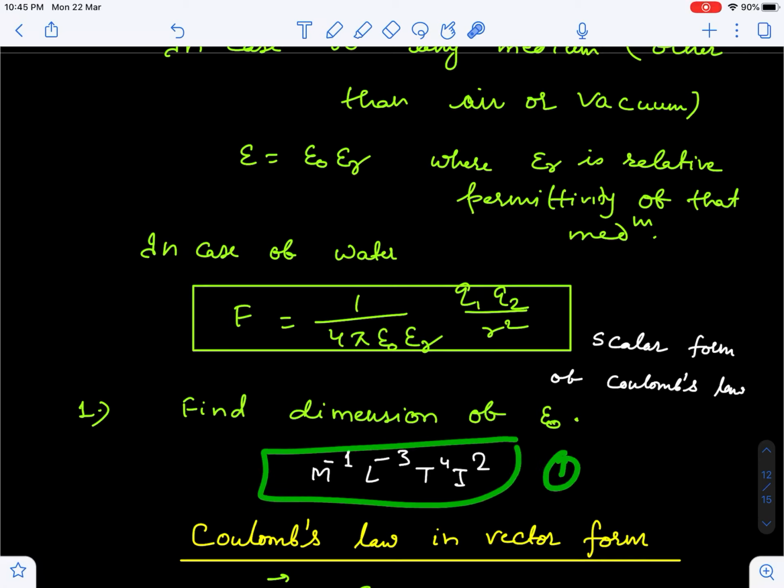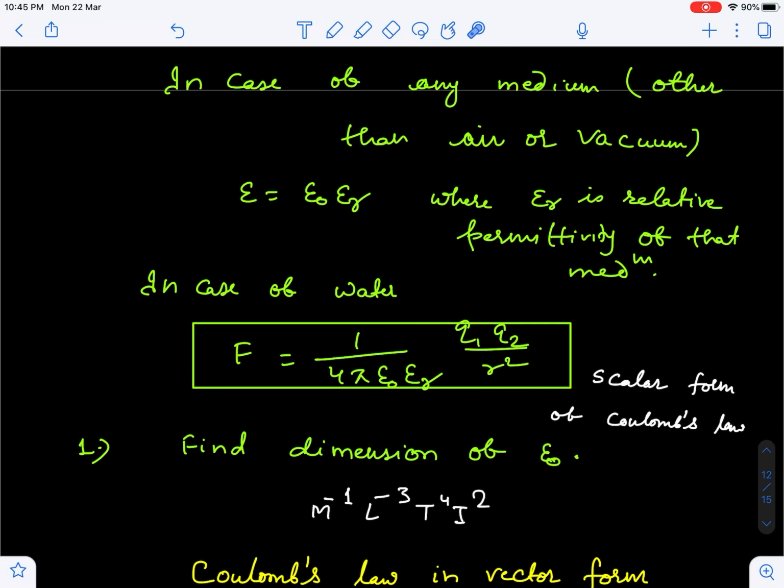This is the first question of HCV. So guys, the rest of the questions you can try, like question number 2, 3, 4. All the questions you should try up to question number 10. So today we are going to stop here only. Tomorrow we will see Coulomb's law in vector form. So thank you everyone.